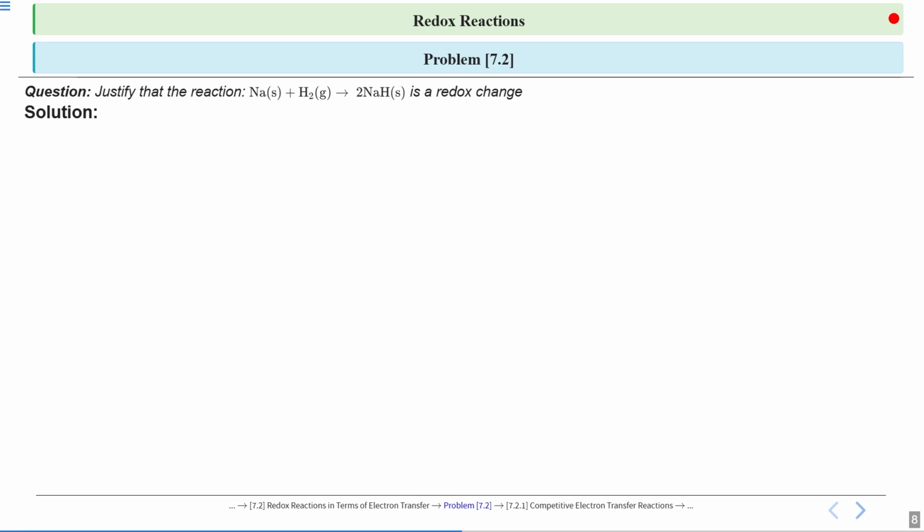So now let's look at the solution, that how can we justify the provided reaction, that is the formation of sodium hydride, is a redox change. So let's write this reaction with their oxidation number. First of all, if we have to write a balanced chemical equation, what would it be? That 2Na plus H2 gives 2NaH. In this, the sodium and hydrogen, both are balanced.